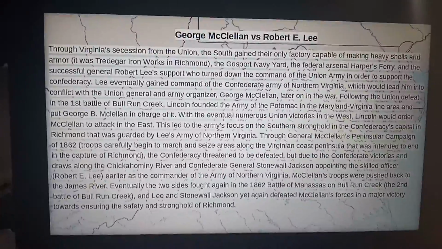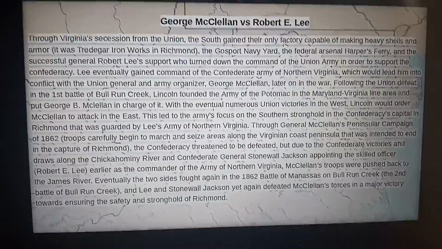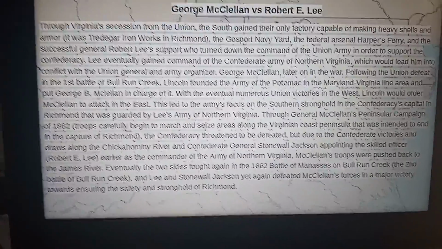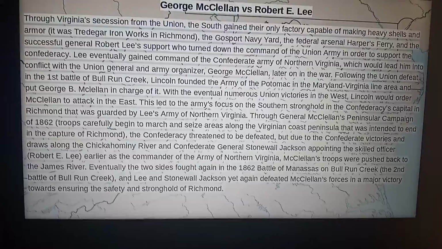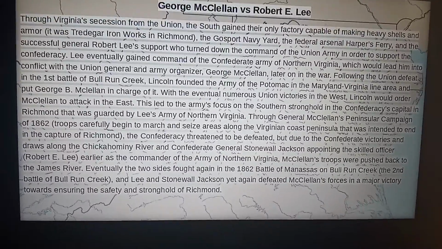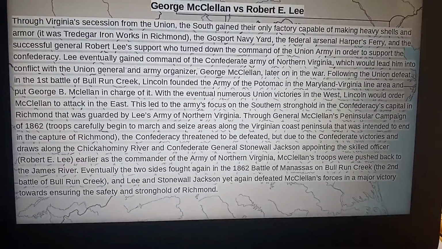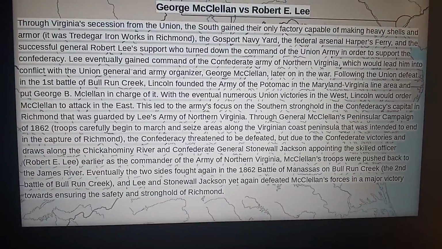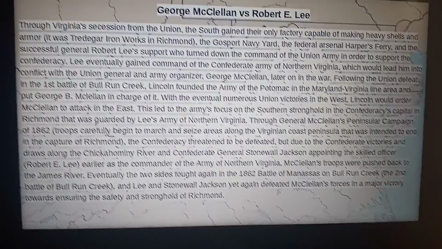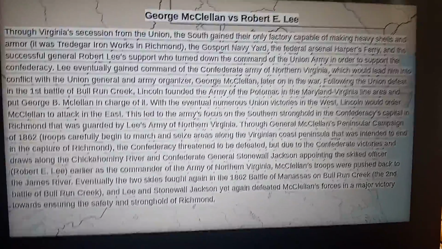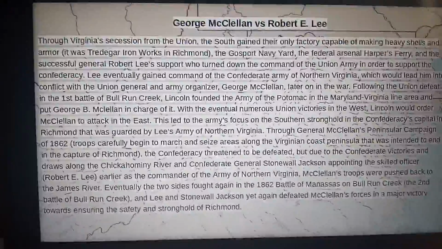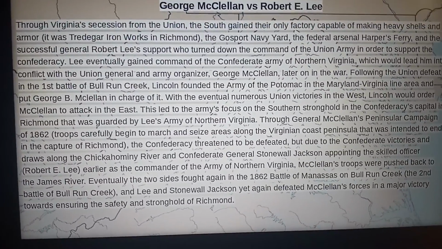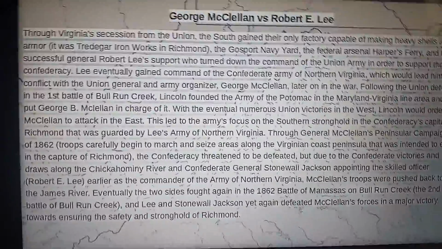Through Virginia's secession from the Union, the South gained their only capable factory of making heavy shells and armor. It was Tredegar Iron Works in Richmond, the Gosport Navy Yard, the Federal Arsenal at Harpers Ferry, and the support of the successful General Robert E. Lee, who turned down the command of the Union Army in order to support the Confederacy. Lee eventually gained command of the Confederate Army of Northern Virginia, which would lead him into conflict with the Union General and Army organizer George McClellan later on in the war.